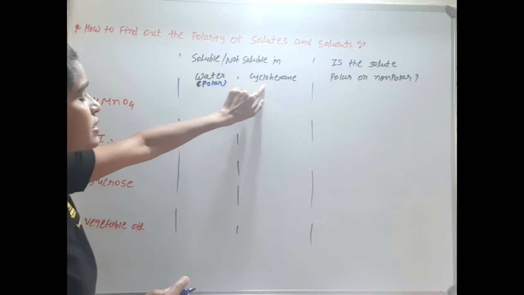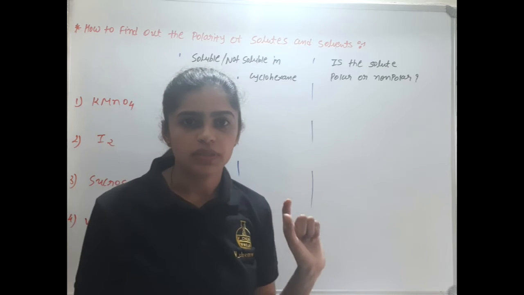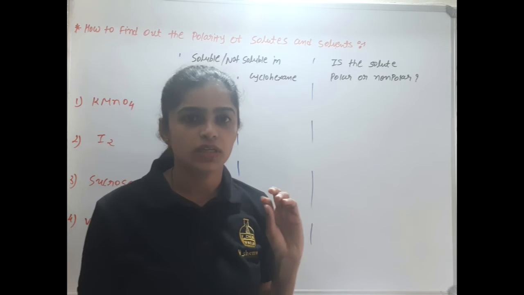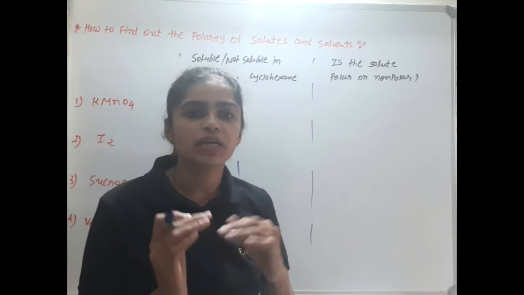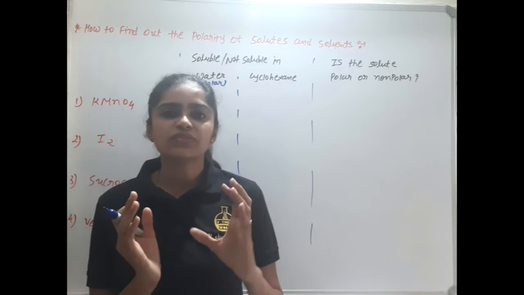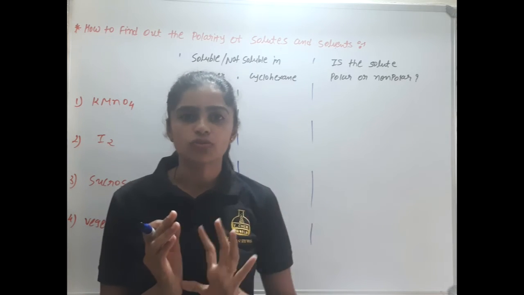And this is the cyclohexane. In the cyclohexane, this is an organic compound. All organic compounds are non-polar, because organic compounds are made up of carbon and hydrogen. In this carbon and hydrogen, the electronegativity difference is very small. So that's why it acts as non-polar.